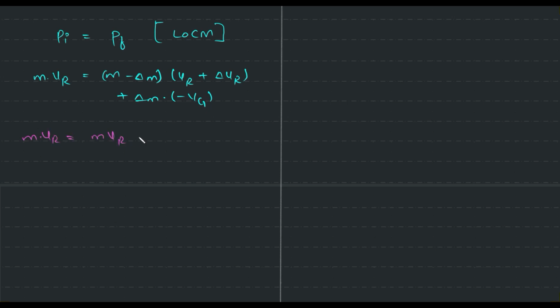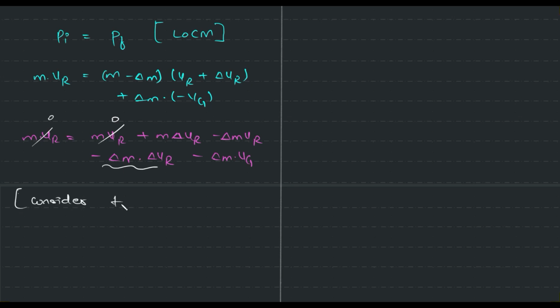A bit of simplification as promised. m VR plus m delta VR, minus delta m VR, minus delta m times delta VR, minus delta m VG. Anything we can cancel, I can see this getting cancelled and nothing else. And one more thing, we can write a statement.